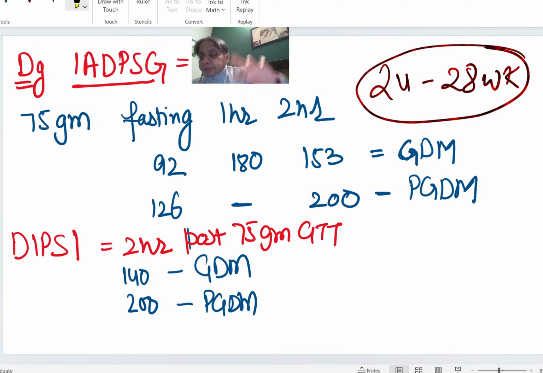How to diagnose? Second question. The first question on diabetes mellitus was in which diabetes anomalies occur and which anomalies occur. The second question: how to diagnose gestational diabetes mellitus? What is the criteria? IADPSG has given us the 75 gram glucose tolerance test. What is the best test? 75 gram glucose tolerance test. What is the value? Anyone?